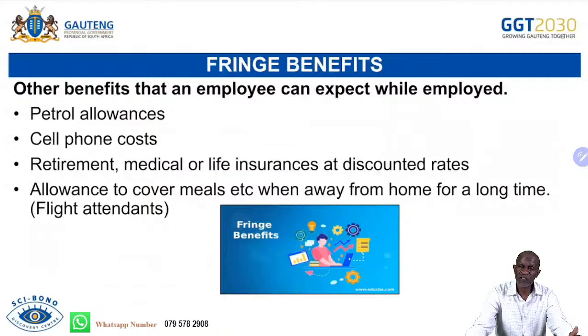So if your work involves a lot of traveling, or you are a field worker, then some businesses would give petrol allowances. As in the case of petrol, if you work outside the offices, some companies will provide cell phone costs, or they will provide a cell phone with airtime to conduct calls. Another benefit would be retirement. When you retire, you must be compensated for the period of work that you were with the company.